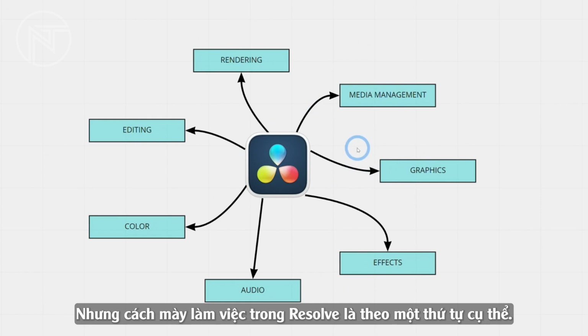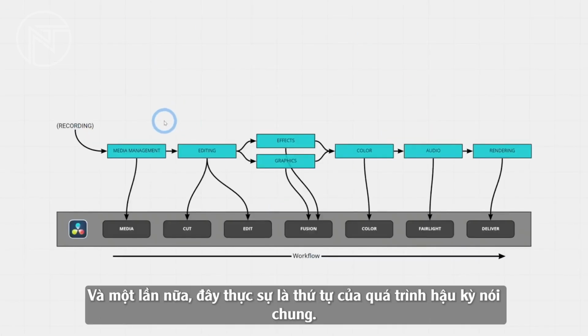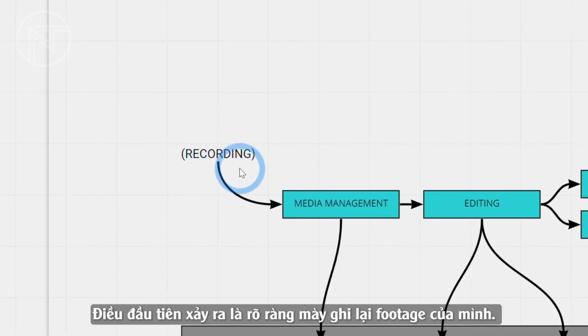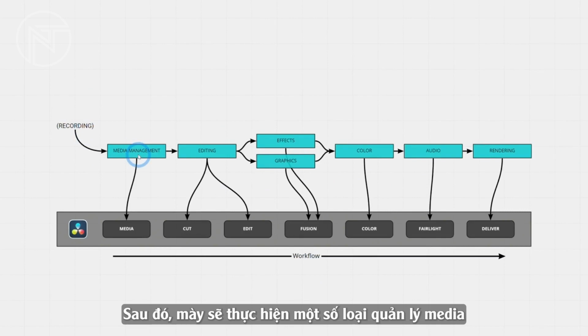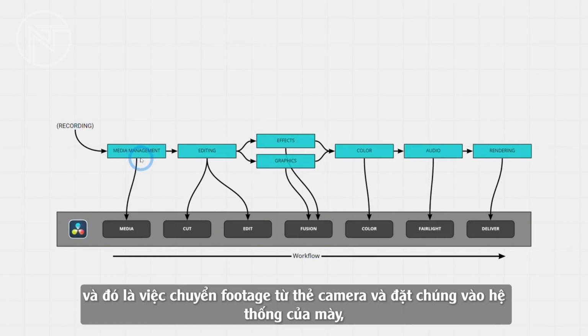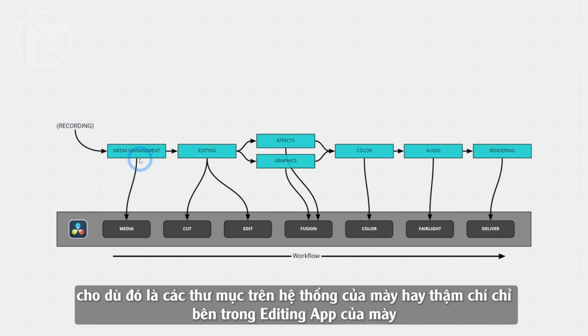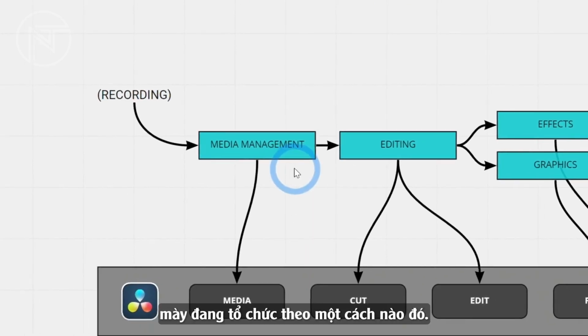But the way that you do it in Resolve is sort of in a specific order. And again, this is really kind of the order of post-production in general. So the first thing that happens is you obviously record your footage. After that, you're going to do some kind of media management. And so that's taking your footage from your camera cards and putting them on your system somehow. It's organizing them into folders, whether that's actually folders on your system or even just inside of your editing app. You're getting organized in some way.